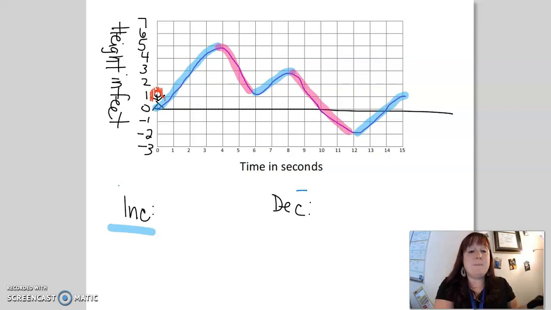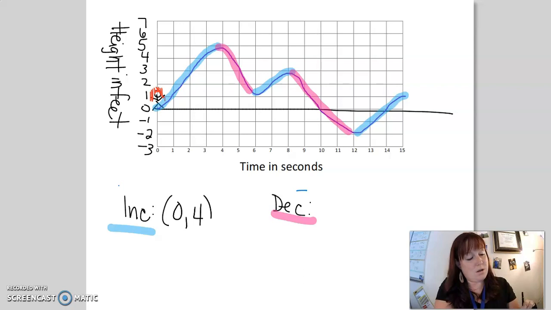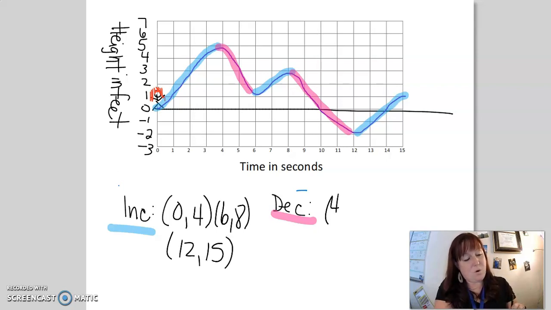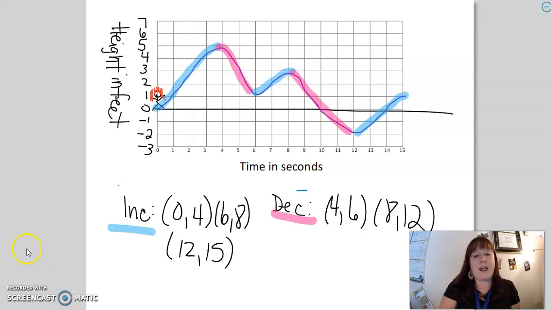Okay, so what time on the video was I increasing? Well, I was increasing from 0 to 4, and from 6 to 8, and from 12 to 15. And when was I decreasing? From 4 to 6, and from 8 to 12. So remember, this is just interval notation, and what it means is from 0 to 4 seconds I was increasing, from 6 to 8 seconds I was increasing, and from 12 to 15 seconds I was increasing.